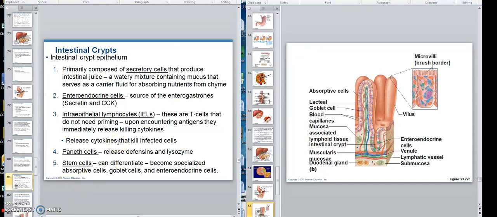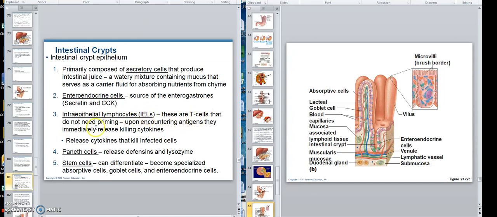Okay, class, where we are now is to talk about these intestinal crypt epithelium and to look at the various cells that are being produced, that are there. The cells are primarily composed of secretory cells that produce intestinal juice, a watery mixture. You have the enteroendocrine cells. These would be these down here at the base. Source of something called secretin and CCK, cholecystokinin. These are hormones.